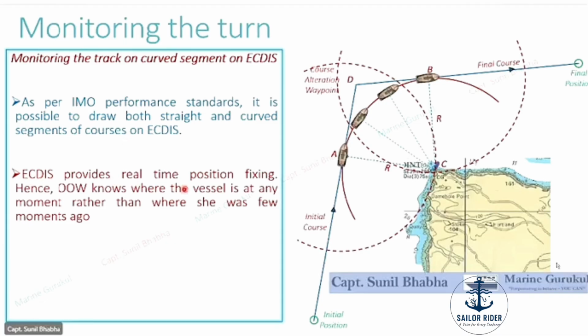ECDIS also provides us with a real-time position fixing. Hence, the navigator knows where the vessel is at any particular moment. Unlike paper charts, where the position plotted on the chart is not the real-time position but a previous position, on ECDIS we have a real-time position. So you have the curved path and the real-time position of the ship shown on the ECDIS, and using it you can monitor the vessel's progress along the curved path.